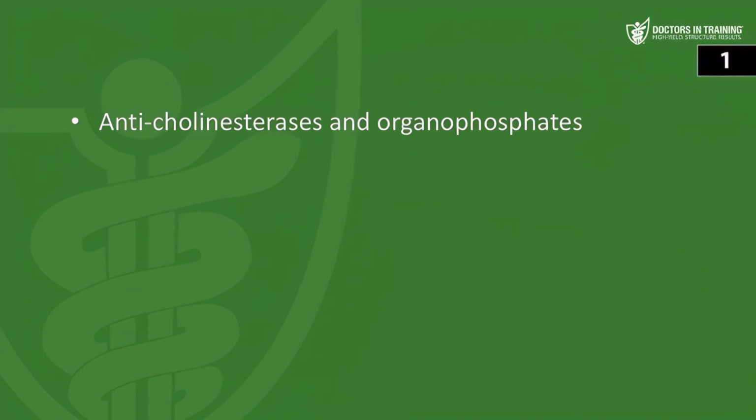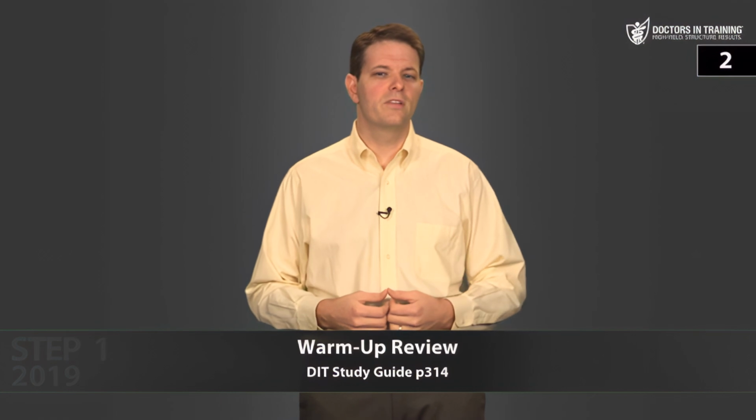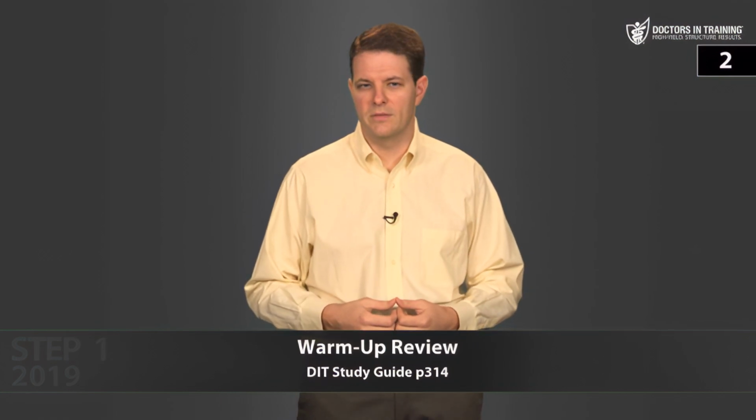For anticholinesterases and organophosphates, the first line reversal agent is atropine, and then pralidoxime if the atropine doesn't work. Remember, pralidoxime regenerates acetylcholinesterase. And for the overdose of an antimuscarinic anticholinergic agent like atropine, the antidote is physostigmine, which is a cholinesterase inhibitor. So we treat atropine overdose with a cholinesterase inhibitor, and we treat cholinesterase inhibitor overdoses with atropine.